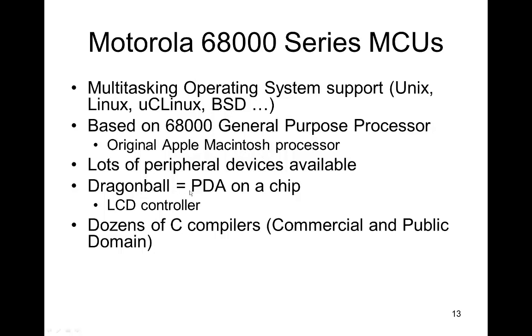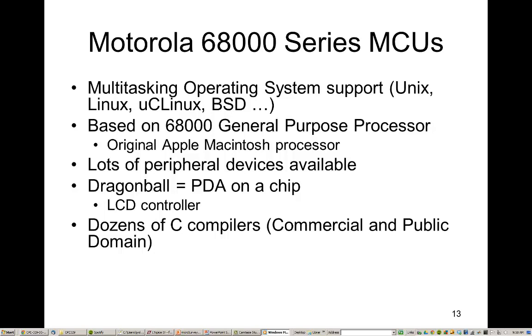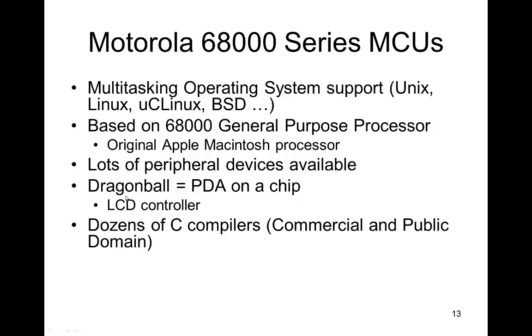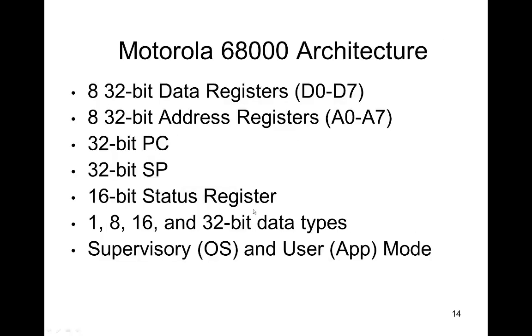Back in the day, they also put a lower power version of these things into something called the Dragon Ball PDA, or the Dragon Ball version of the 68000, which has nothing to do with the anime. There are dozens of C compilers out for this, so that was pretty nice. It only had 8 32-bit data registers and then 8 32-bit address registers. The address registers were one way you could have a different addressing mode into memory.